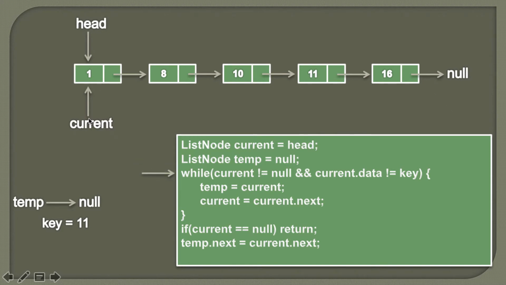Then we'll traverse the linked list in a while loop, and we'll iterate in such a way that current should not be null and current data is not equal to key. So here current points to the first node and it's not null, and current data, which is 1, is not equal to the key 11. Therefore the condition in the while loop comes out to be true. In the first step we'll simply assign the value of current to temp. So current points to the first node, therefore now temp will point to the first node.